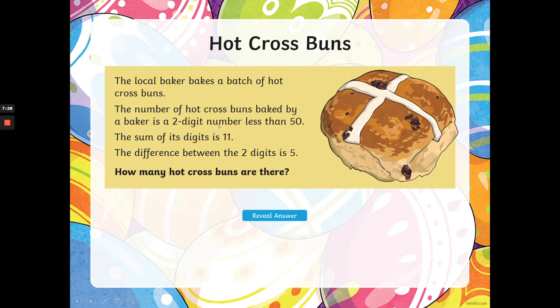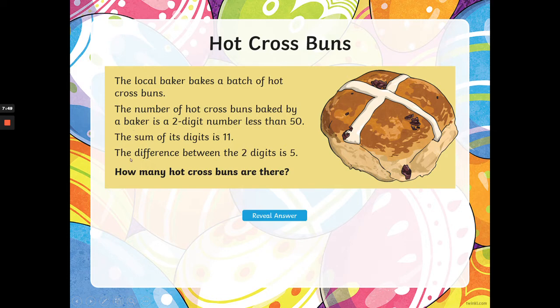So remember, if you have a 2-digit number like, let's say, 31, if you add those 2 digits, well, that makes 4. Okay, the sum of its digits. So you take the individual digits and you add them together. So 31, it'd be 3 add 1, and that's 4. So the sum of its digits is 11. So they have to add together to make 11.